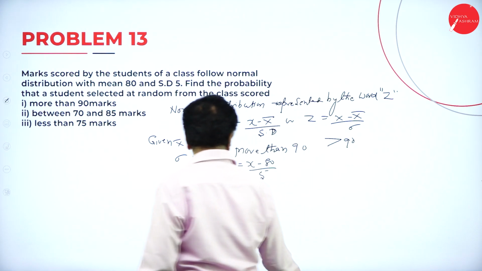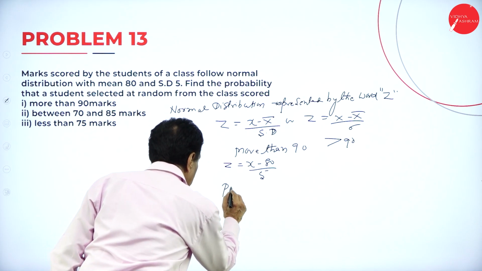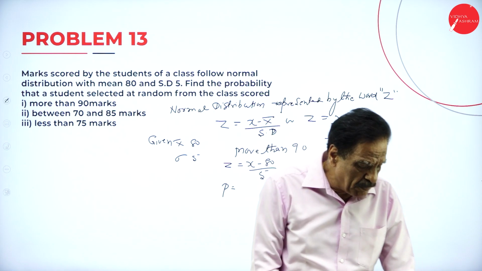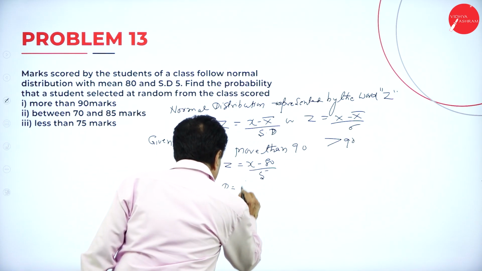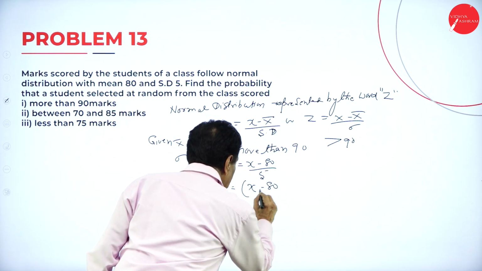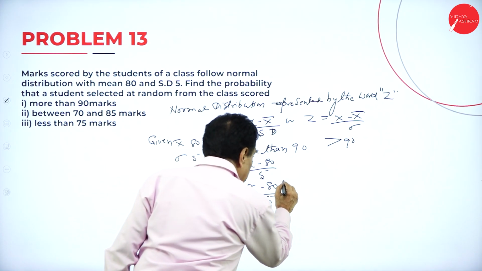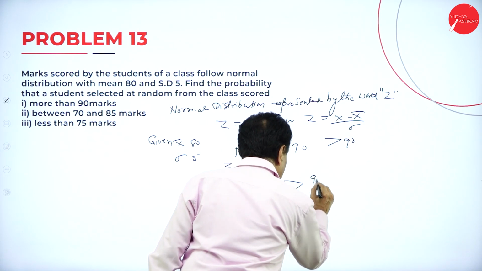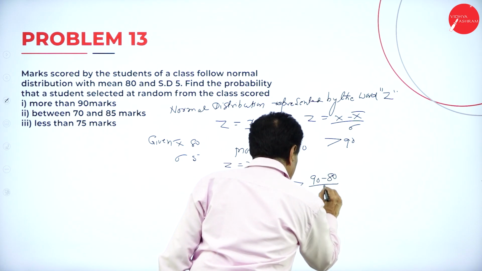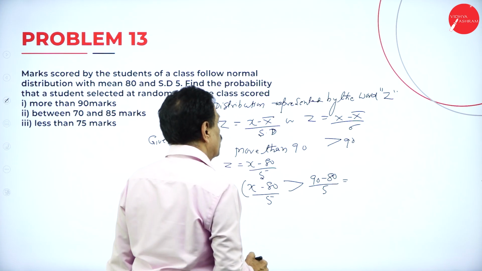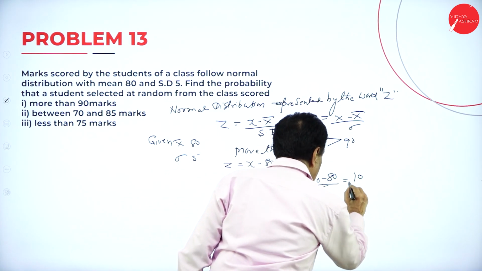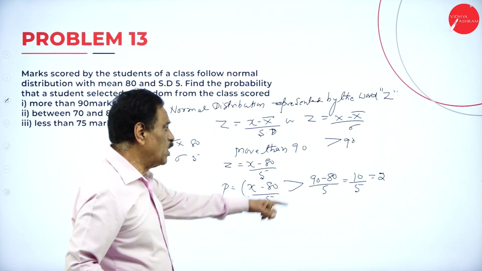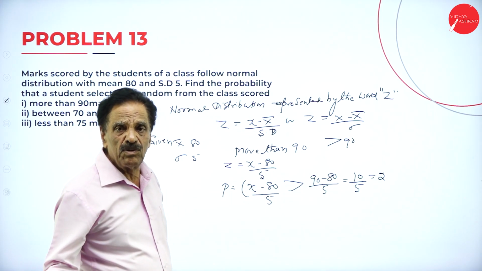Then you write here the word probability. X minus 80 divided by 5 more than, the problem says 90. What's your x value? 90 minus 80 divided by 5. So this is 10 divided by 5, that is 2. Find out the value 2 in the normal distribution curve.